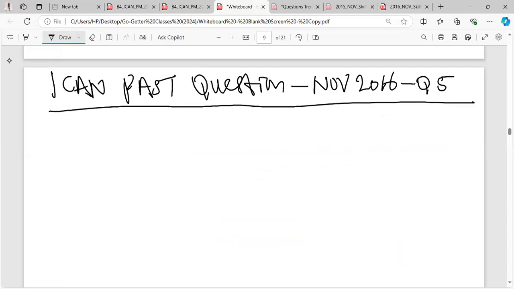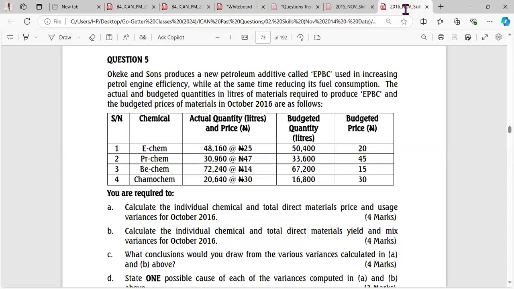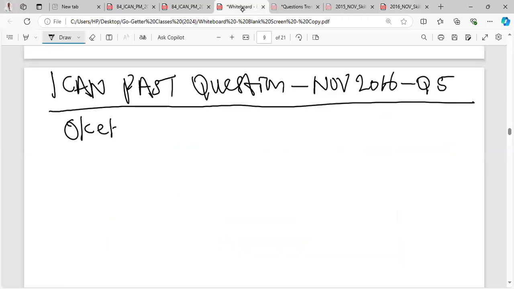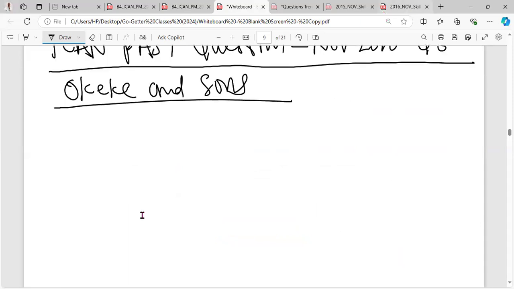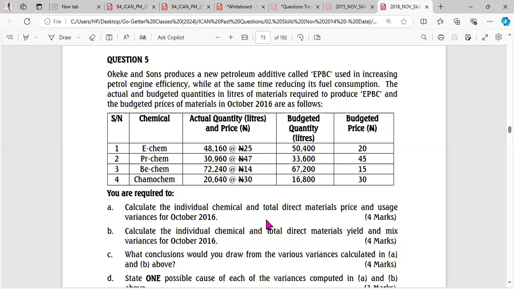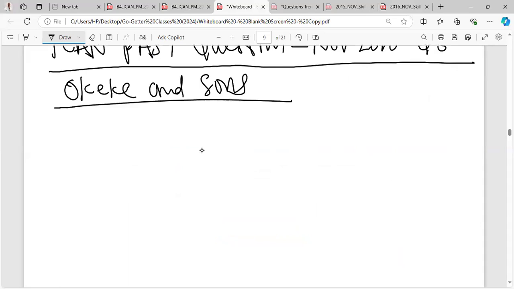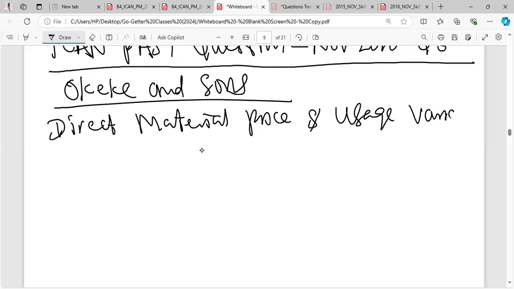All right, so the name of the company is Okeke and Sons. So we want to produce variances. We want to do direct material price and usage variances.